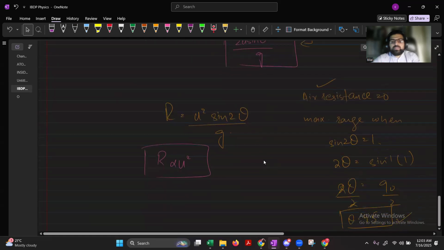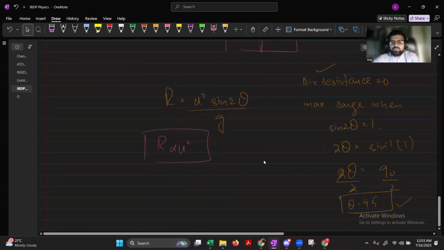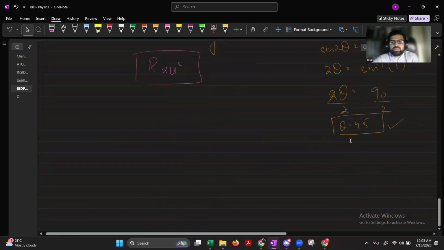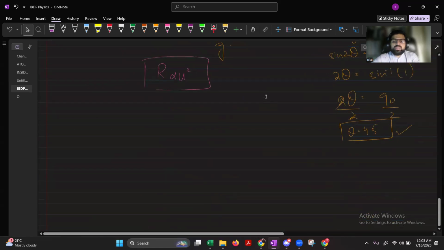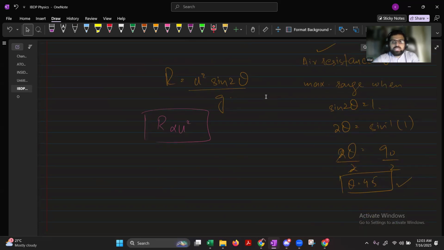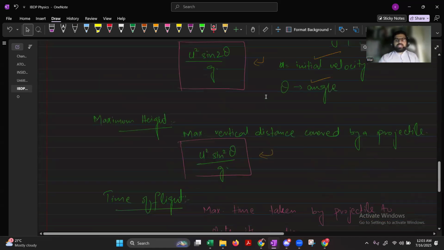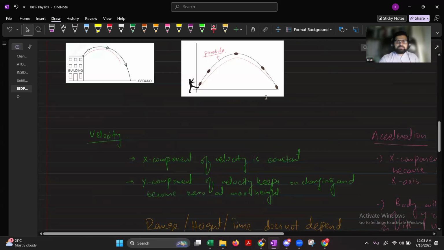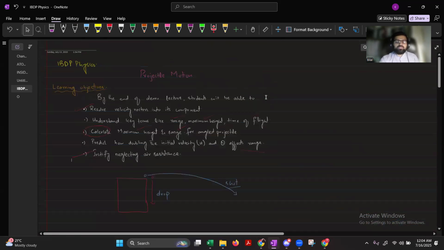And in the case of range, we get the maximum range at an angle of 45 degrees. Also, if you increase the initial velocity, the square of the initial velocity is directly proportional to the range. So that's all about this topic, a brief introduction from my side.